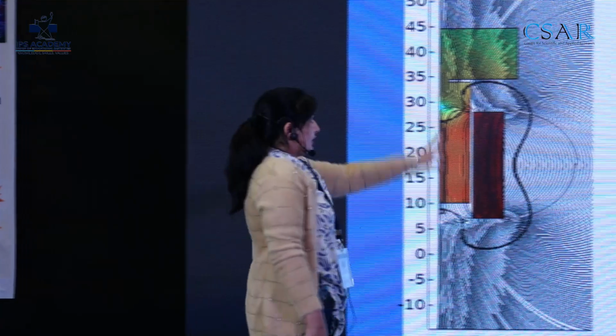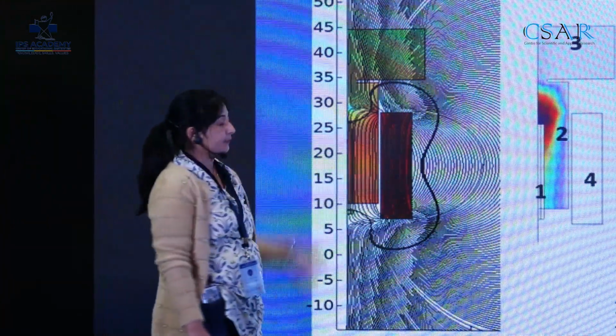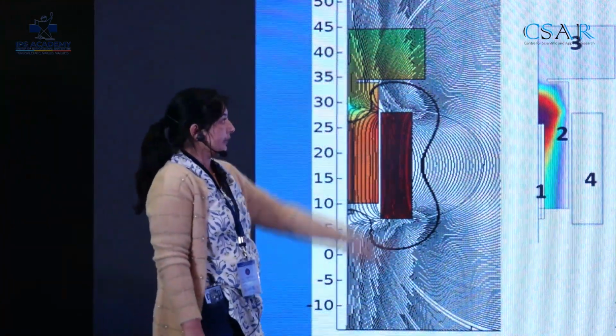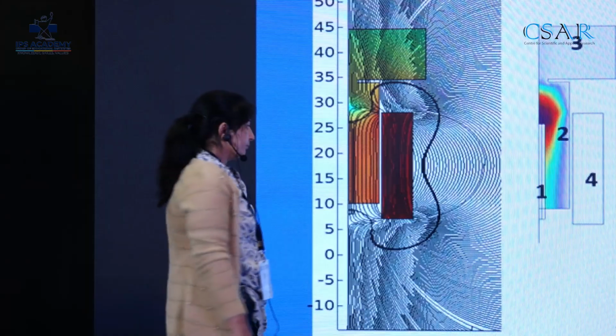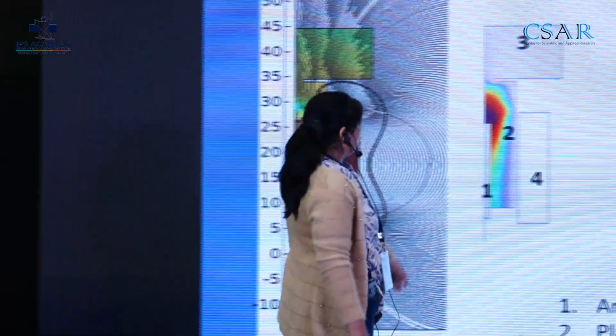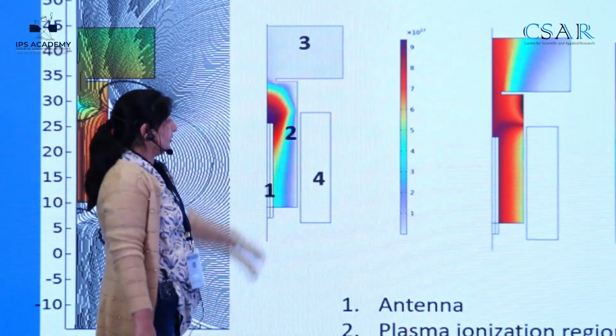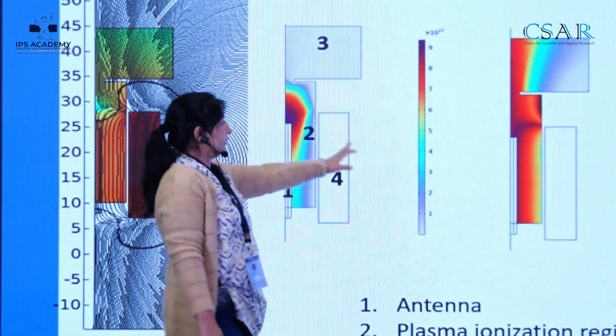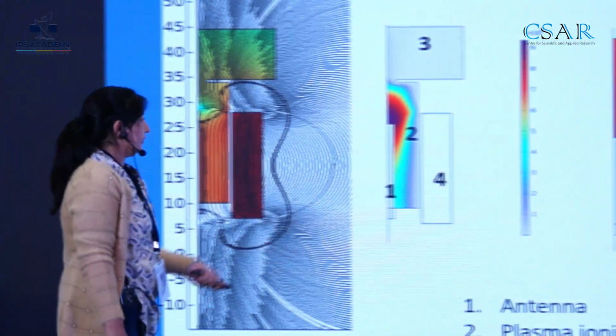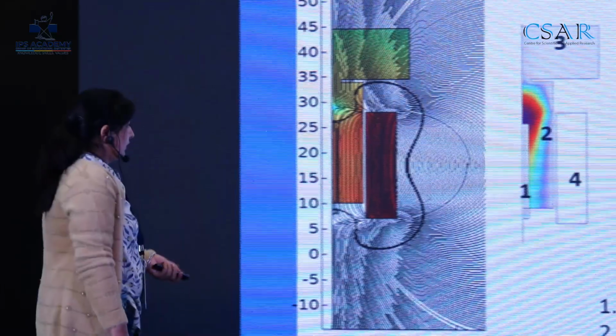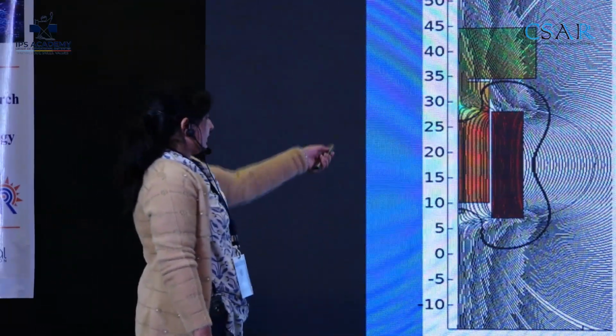To start with, I took the argon pressure at 1 millibar and a microwave power of 5 watts. We can see that ionization happens here because the field is maximum here, and a good amount of density, temperature and potentials were available, filling up into the process zone and into the extraction region.